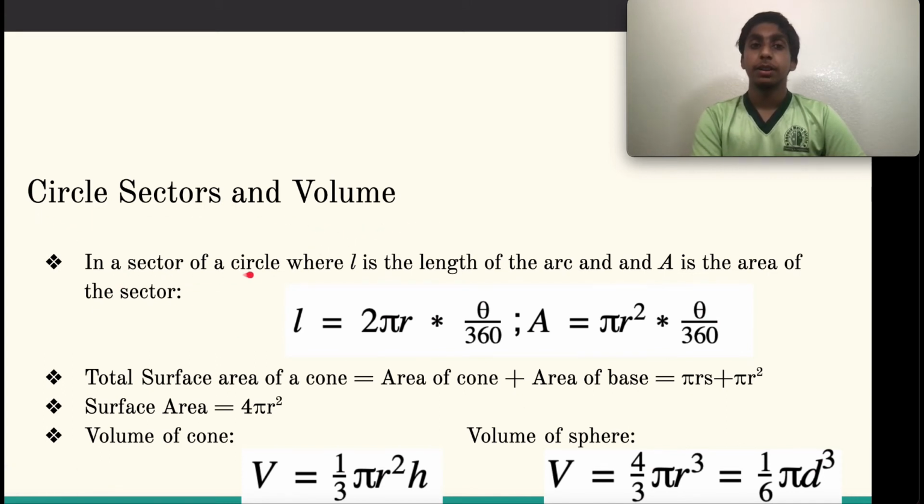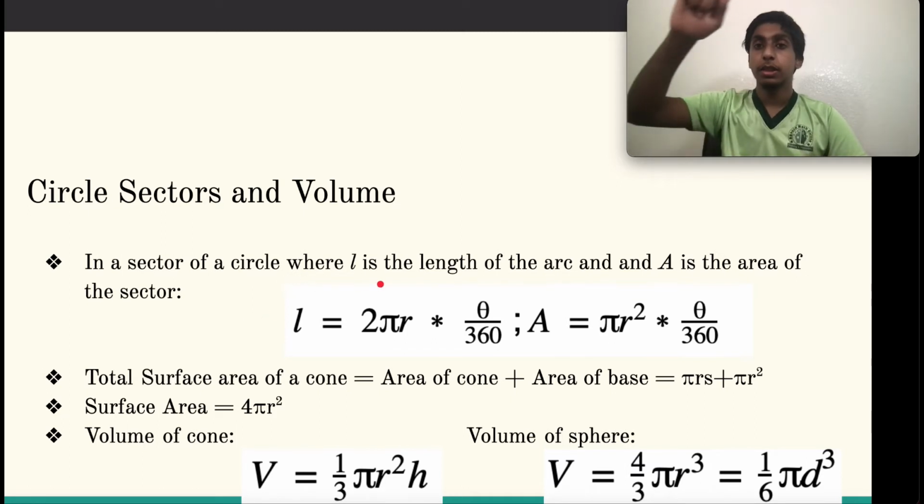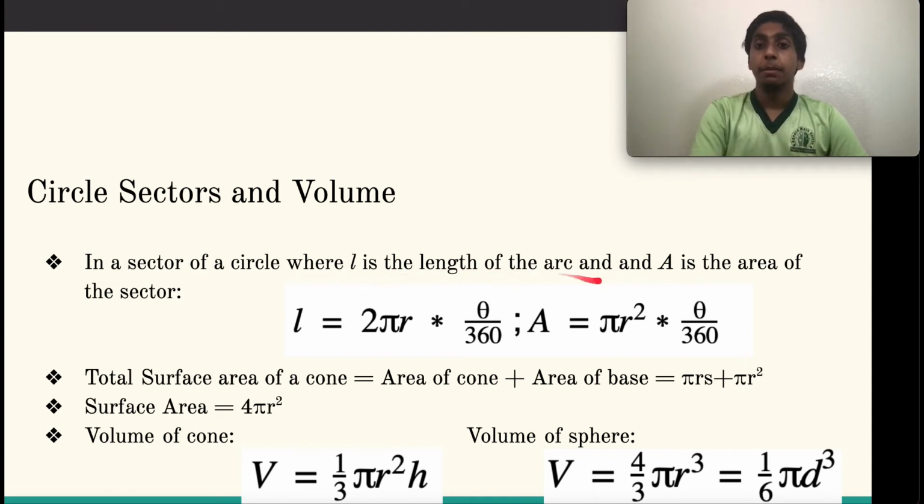So a sector of a circle is basically a region of a circle, right? I would say a piece of a pie. And you have L is the length of your arc. So if you have an arc like this, right? So the pie crust, you could say. And A is the area of the sector. So how big your pie slice is, that's going to be A.